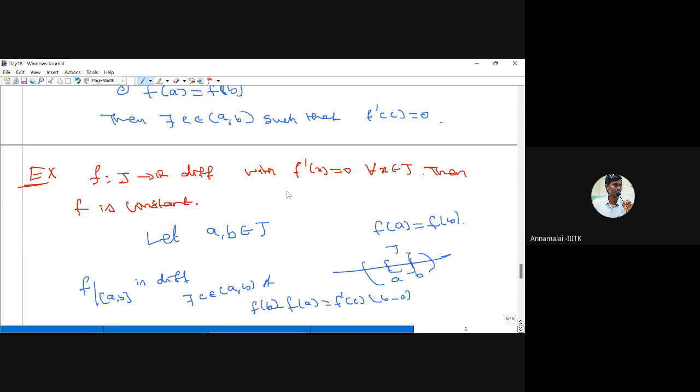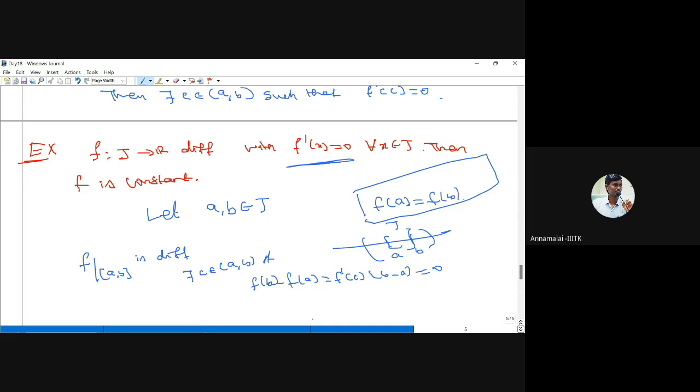Now f dash of anything is 0, therefore this side is 0. Taking f of a to the other side, we get f of a equals f of b. So if you take any two arbitrary points in J, they map to the same value. That means the function is a constant function. This is a main application of the mean value theorem. If the derivative of the function is 0 at all points, the function is constant. But again, I assume that J is an interval, either open or closed, but it should be an interval.